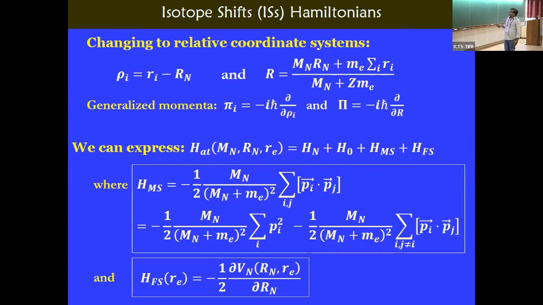Then we'll have these 3 extra contributions. So this was our original atomic Hamiltonian, but then we'll have 2 additional contributions. One is known as mass shift, and the other one is known as field shift. So mass shift means due to the change of nuclear mass, you'll get a slight energy change. And this is due to the change in the size of the nucleus, so this is known as field shift. This mass shift Hamiltonian is given here, and we can further divide it into 2 parts. This one is known as normal mass shift, and this is known as the specific mass shift contribution. And then field shift is basically the change of this nuclear potential with respect to the nuclear charge radius.